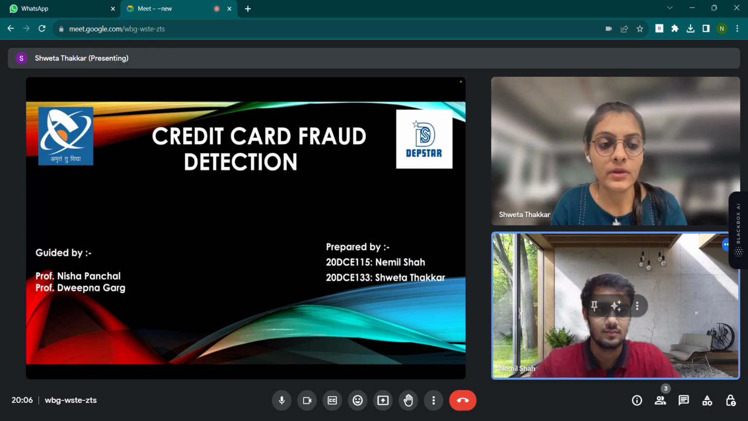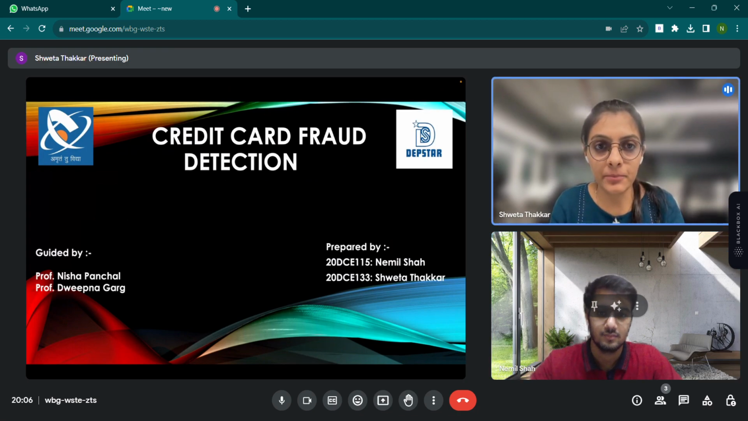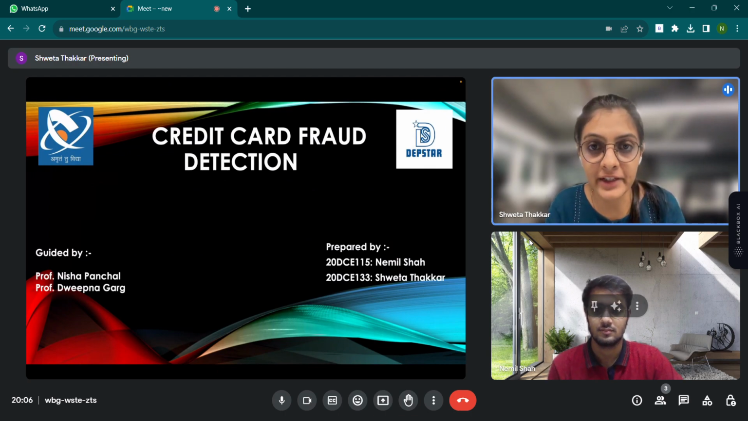Hello, ma'am. We have come up with a mini project for ML on the topic of credit card fraud detection, which is prepared by Nemil Shah and Shweta Thakkar.